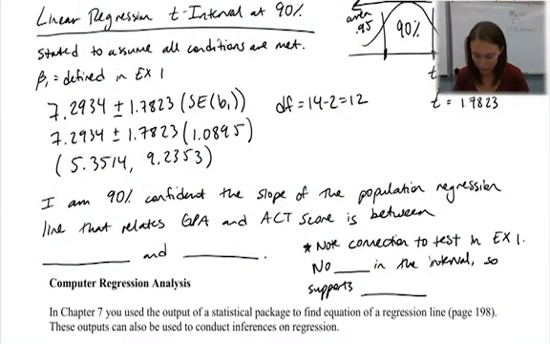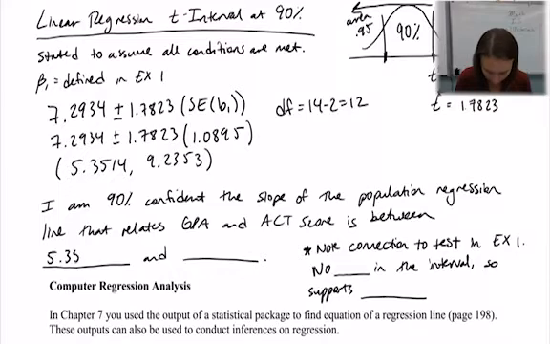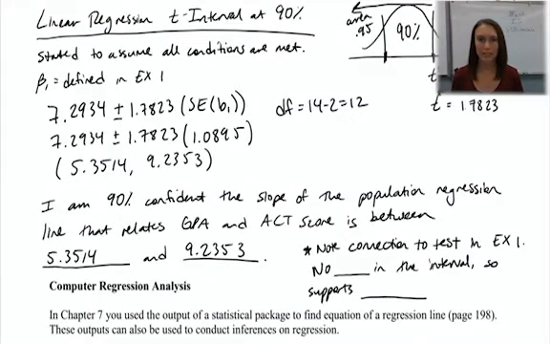I am 90% confident that the slope of the population regression line that relates GPA and ACT score is between 5.3514 and 9.2353. Now, what's really cool about this, in the first example we did, we stated that based on our hypothesis test, we could say that there was an association between the two variables. What the confidence interval just did not only is support that, but it actually shows us that there's not only an association, but a positive association.